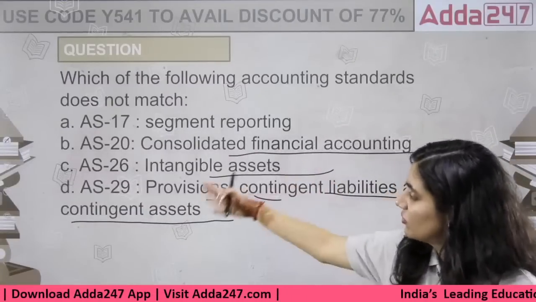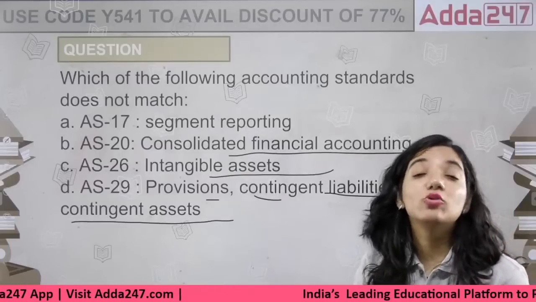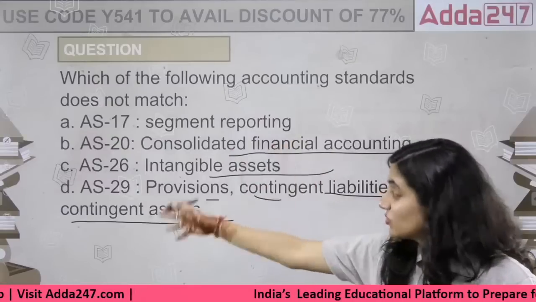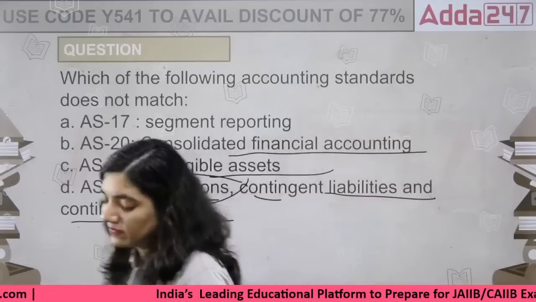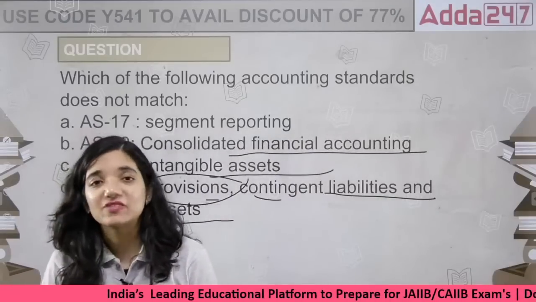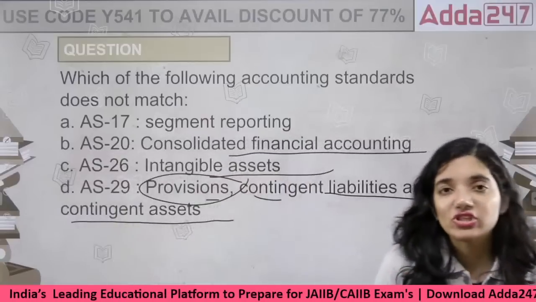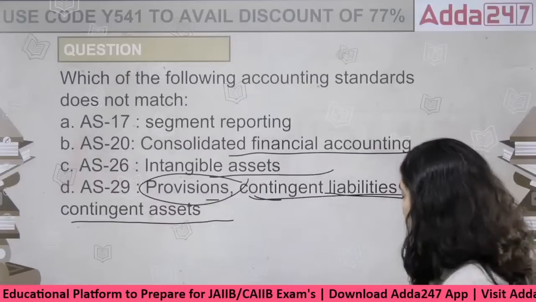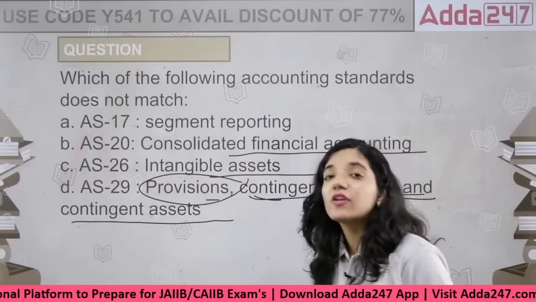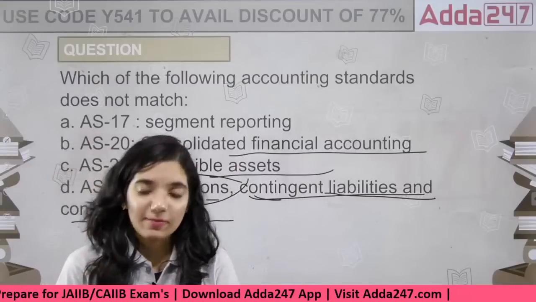Then AS 26 is valuation of intangible assets; goodwill is valued under this. AS 29 is also relating to provisions. For certain amounts, we know that we are supposed to pay this money in any case, for example, provision for depreciation. Depreciation is going to be charged in any case, so that means provision is there. Then we have contingent liabilities, any liability which we are not sure about. It may or may not become certain in the upcoming future.